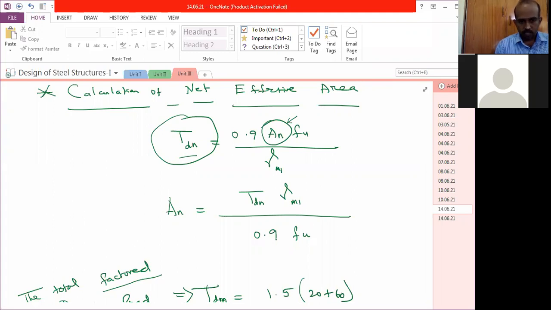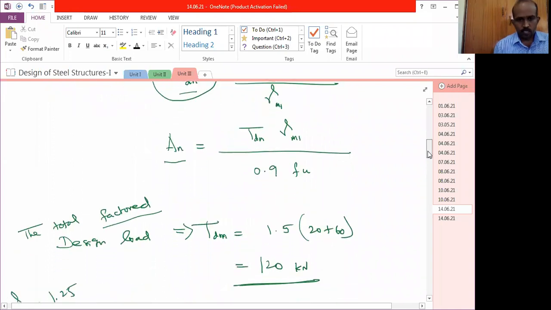In that concept, AN needs to be calculated. You understand? How much cross-sectional area is required needs to be calculated first. If AN is calculated, then we can select some particular section from the steel table greater than this area. Then we can adopt that area for the design, right? So how much area did we calculate?